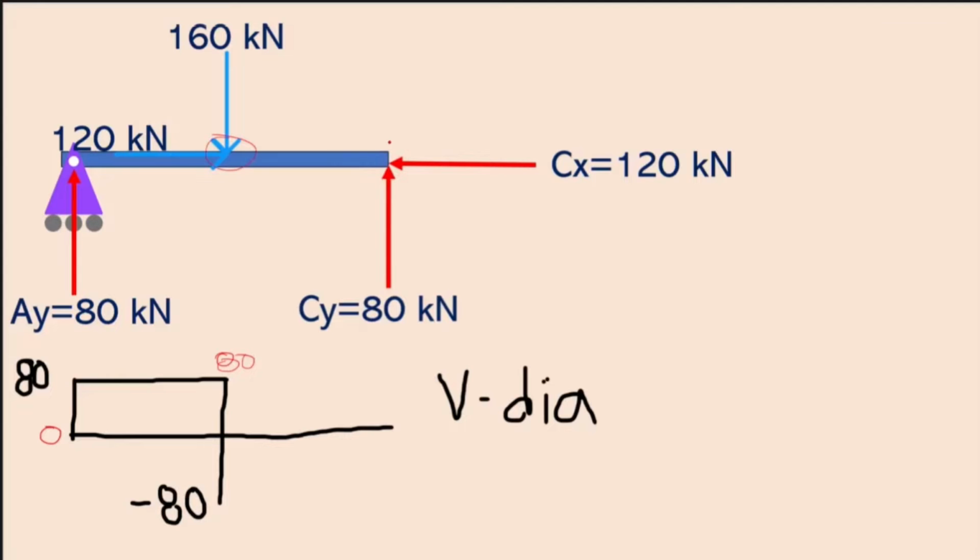And then from here to this point, we have no loading. And so we will just draw another constant line to this point. So let's move to the right. And then at this point, we will move up 80 kN. And then our shear here will just be 0. And so this will be our shear diagram. And again, I did not write it down, this is 2 meters, and this one too.